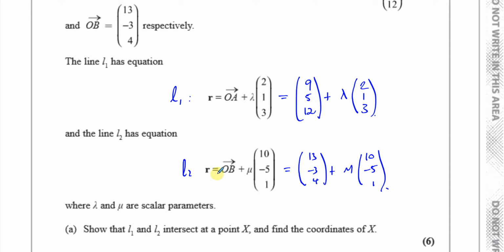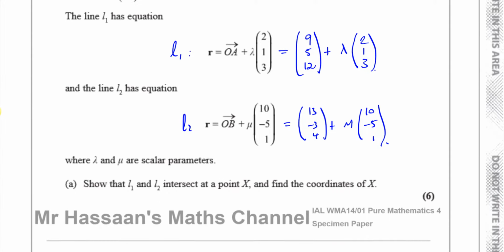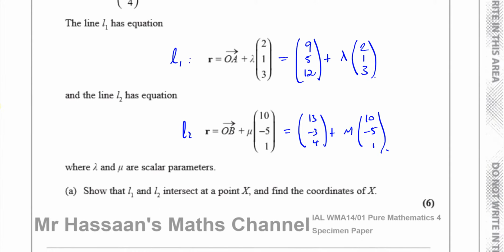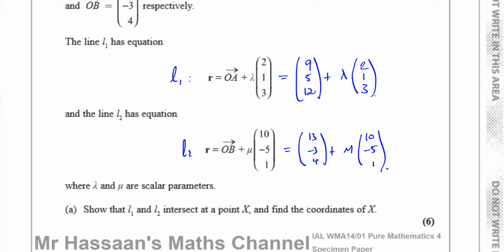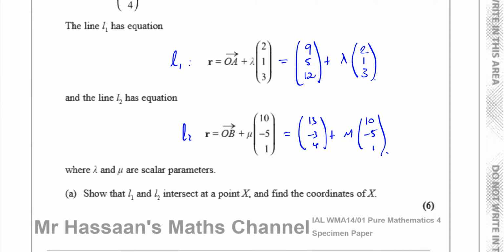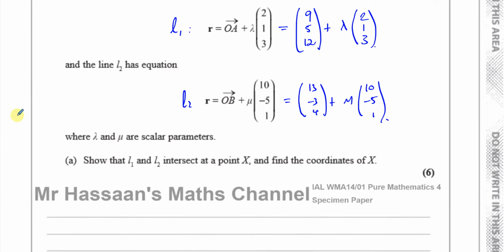It says where lambda and mu are scalar parameters, show that line L1 and line L2 intersect at the point X and find the coordinates of X. So these two lines will intersect at the point X, and we've got to find the coordinates of X. Now, when two lines intersect, there will be a value of lambda and a value of mu which will give you exactly the same coordinate.